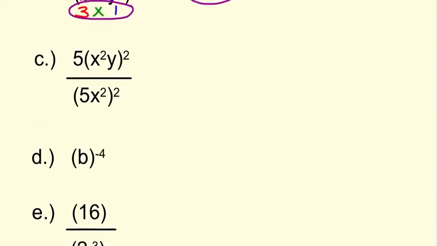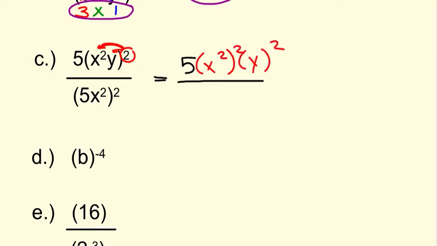The next example, be very careful with. There is a 2 out here, and you have to think of this as distributing into both pieces. So I'm going to leave everything else alone for right now, so that 5, and I'm going to distribute this 2 through. So it's saying x squared squared, and then y squared. Same thing happens in the denominator. I have a 2 that I have to distribute to the 5 and to the x squared. So that's 5 squared and x squared squared.